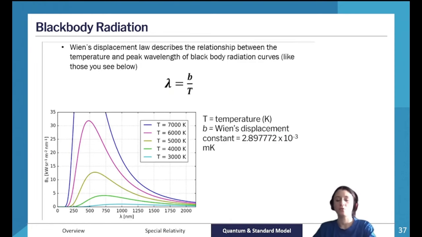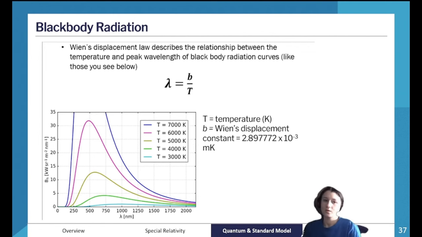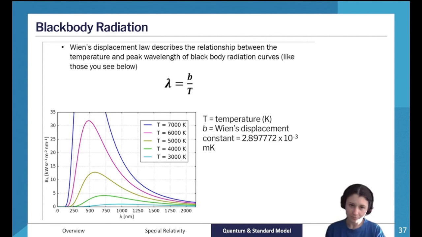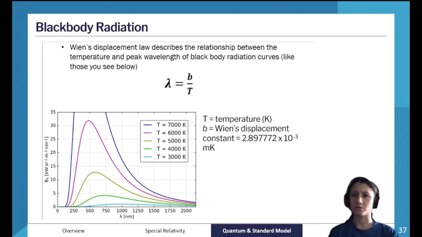The next important formula that you need to know in relation to this is the maximum wavelength of the curve. Wien's displacement law describes the relationship between the temperature and the peak wavelength of the black body radiation curves. The wavelength is equal to b, which is Wien's displacement constant, divided by the temperature T. So it's important to remember that the temperature is in kelvins.